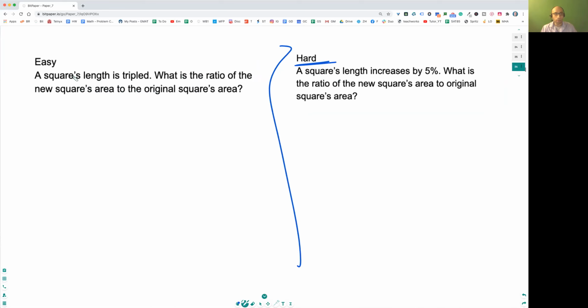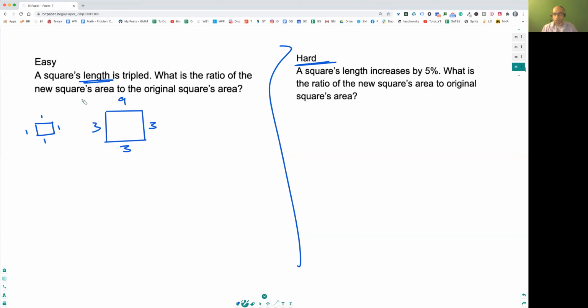So try this problem. Meanwhile, we're going to think about this. A square's length is tripled. So if the length is tripled and it's a square, right? Everything is going to be tripled, right? So if this is a small square, let's say this side is 1, and because it's a square, all the sides are equal. This is 1, this is 1, this is 1. And if one of the sides is tripled, let's say it became 3 times, like this, everything is tripled here. So it becomes 3, 3, 3, and 3.